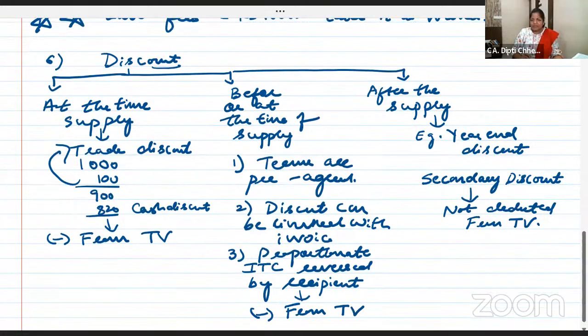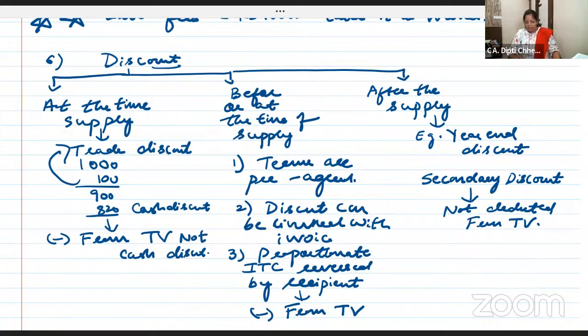Routine discounts we will reduce. Okay, cash discount you will not reduce because that's not the discount in the transaction value. That is only if you pay on time, you get a cash discount. So cash discount नहीं होगा. Minus from the transaction value trade discount, not cash discount, because it has got nothing to do with the sale value.